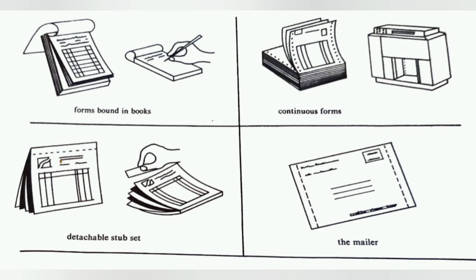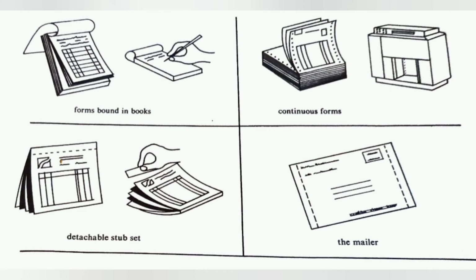Continuous forms are forms that are a series of pages attached end to end in a long continuous string. The most common examples of continuous forms are the forms used on computer printers. These forms may be single part or multiple part with carbon copies.